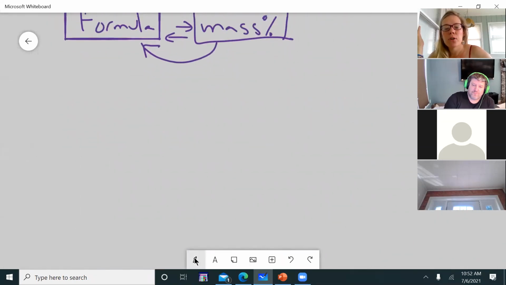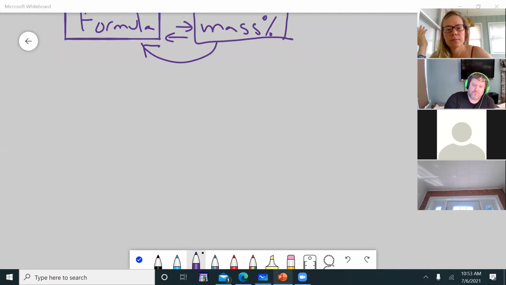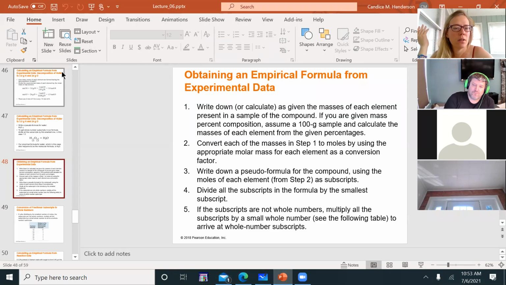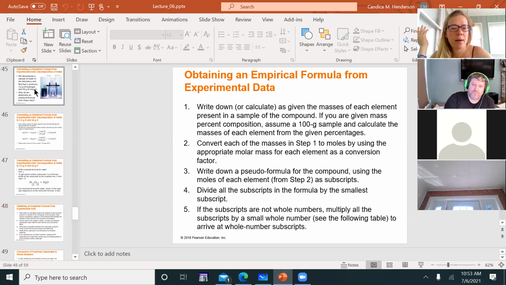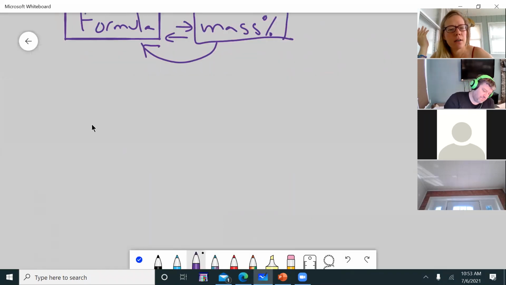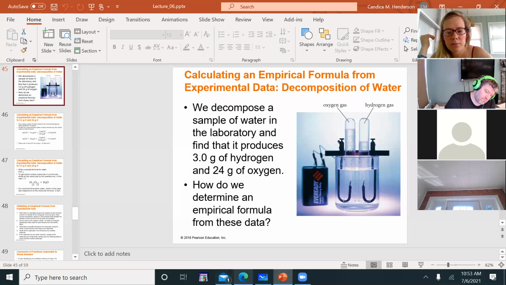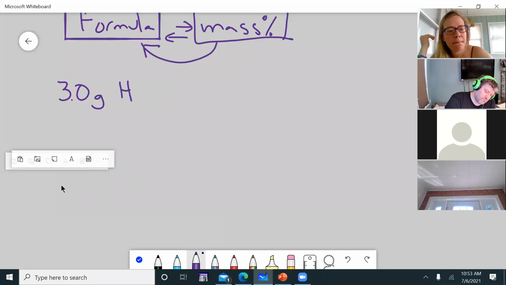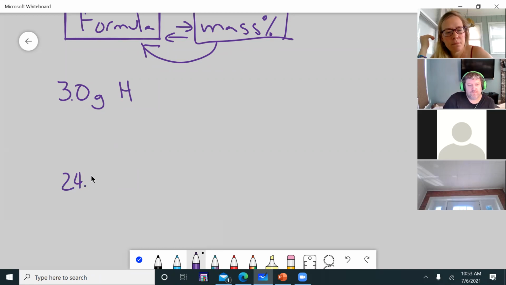So we have our values for water right now. What did we say? Let's kind of do this together while we're going over these steps. We have 3 grams of hydrogen and 24 grams of oxygen. So go ahead and write that down. 3 grams of hydrogen. I'm going to make it 3.0, so we have a sig fig, 3.0 grams of hydrogen, and 24 grams of oxygen. Again, if it was a percentage, put it as grams.